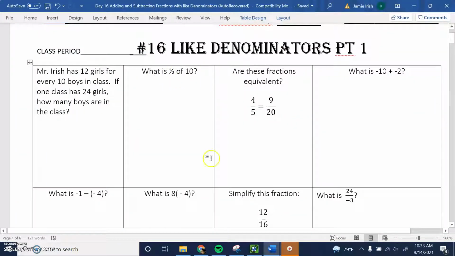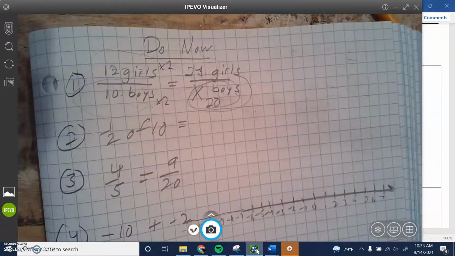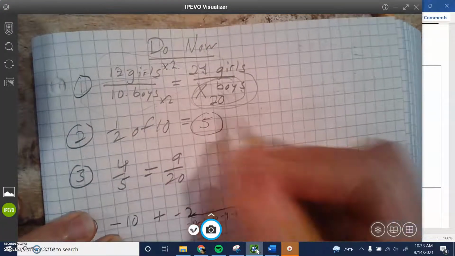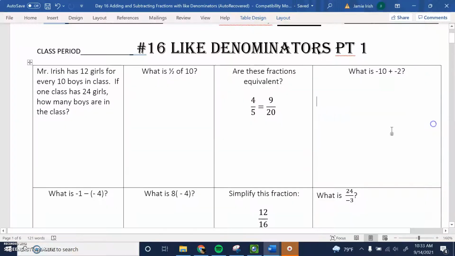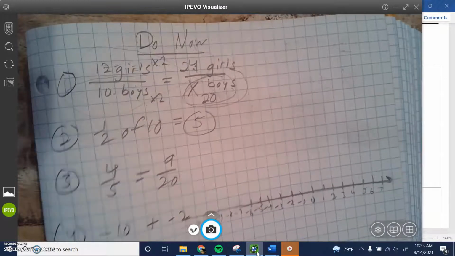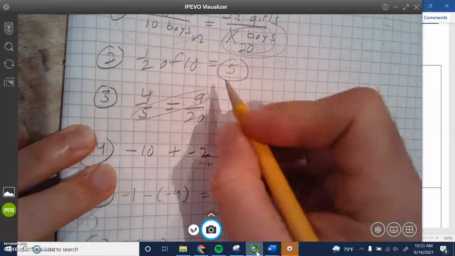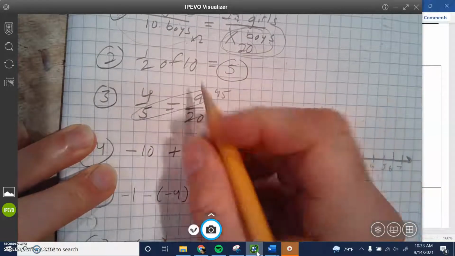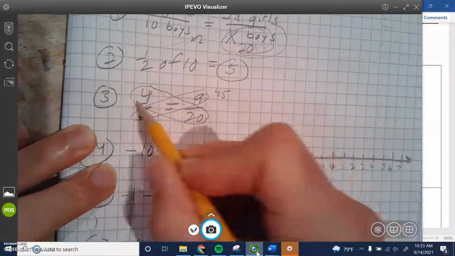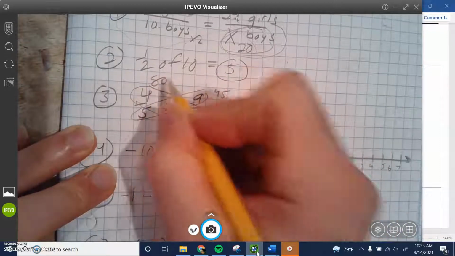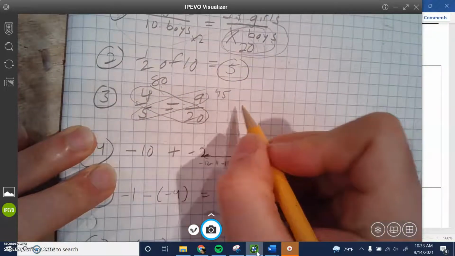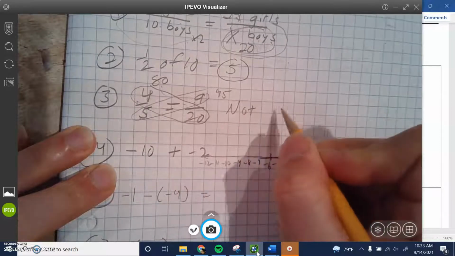What is half of 10? Go. Half of 10, obviously, is 5. Cool. All right, let's see. Are these fractions equivalent? 4/5 and 9/20. Remember cross products? So the cross products have to be equal. So I'm going to do 9 times 5, or 5 times 9. That's 45. And then 4 times 20, which is 80. 45 does not equal 80, so these are not equivalent.